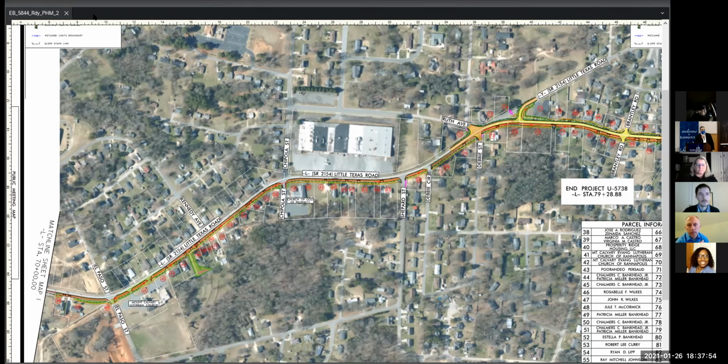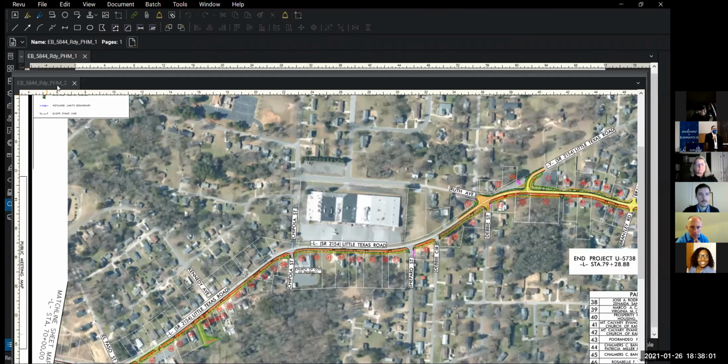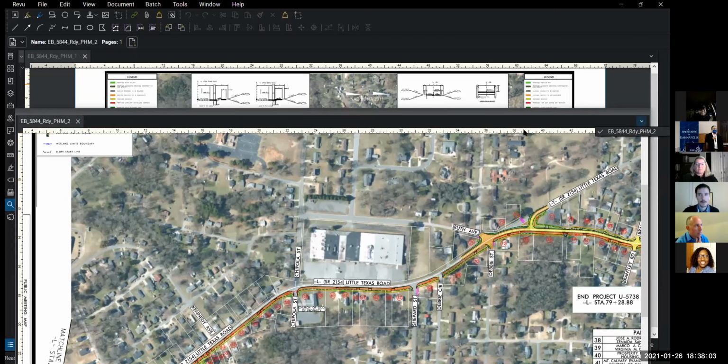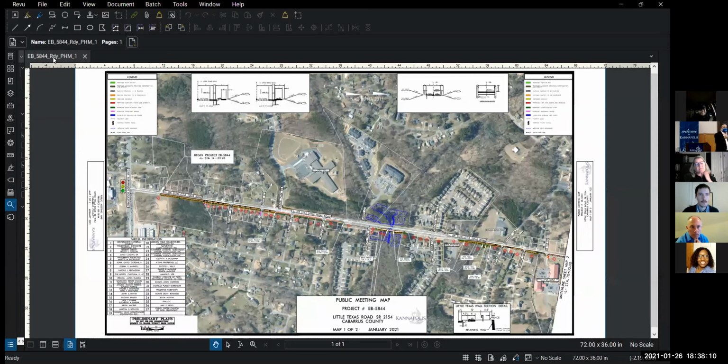Okay. Mr. McClory? If you'd like, we can put up the other map for the other section just to show y'all. If you go ahead and do that, Alex.